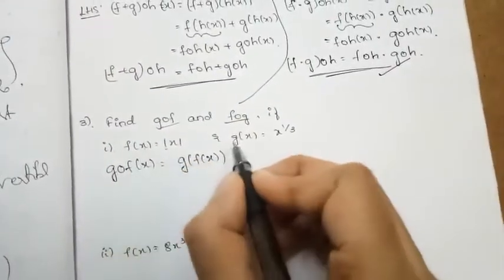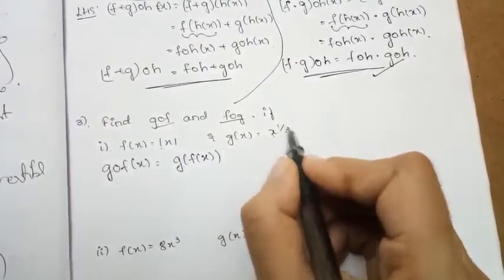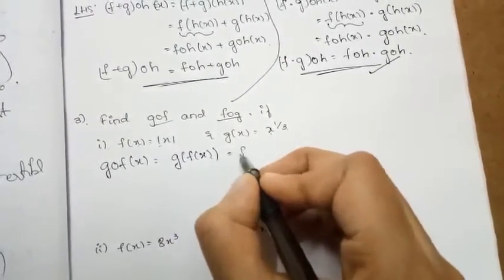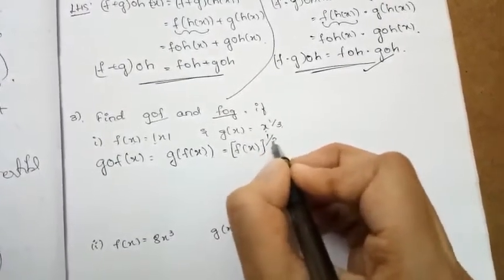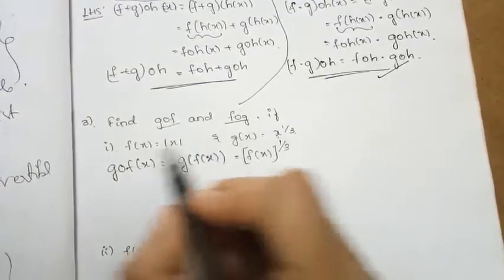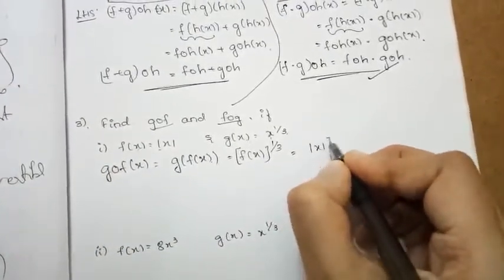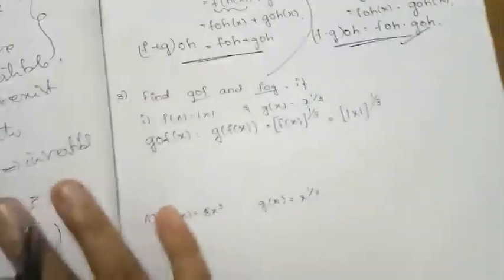So g(x) means x to the power 1/3. g(t) means t to the power 1/3. So g(f(x)) means f(x) to the power 1/3. What is f(x)? f(x) is mod x. So what happens? Mod x to the power 1/3. This is (g∘f)(x).